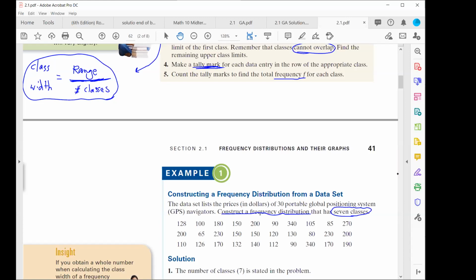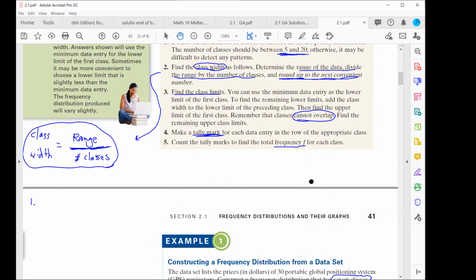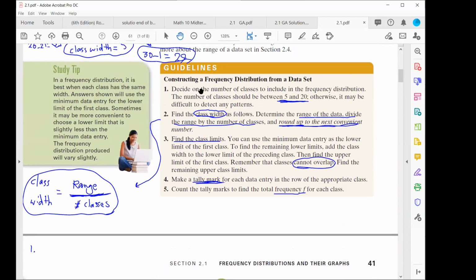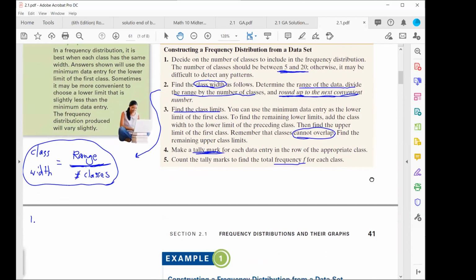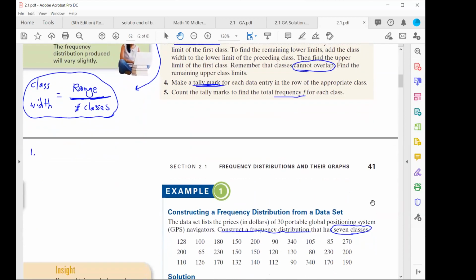So remember that in step 1, in the guideline, so take a look at the guideline here. In the first step, you have to decide on the number of classes. In the question, the number of classes is given to you. It is 7 classes. In step 2, you need to find the class width. Class width is equal to the range. What is range? The maximum value minus the minimum value. Divide by the number of classes, which in this case is 7. Okay, guys, take your time, find the class width for me, then we move on to next step.